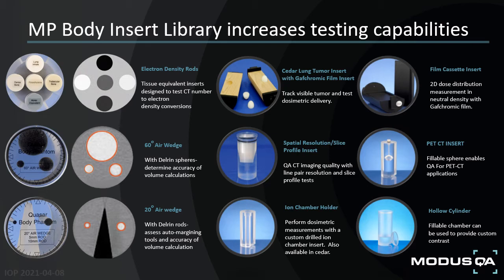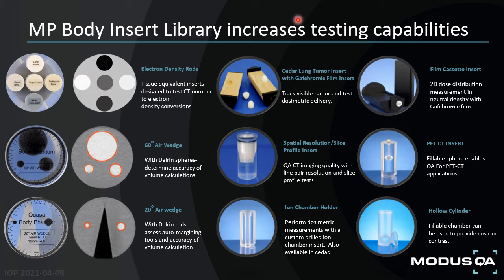So lastly, in terms of the non-dosimetric inserts, CT scanner image quality can also be assessed with the optional spatial resolution and slice profile insert. It's an acrylic cylindrical insert that contains an array of holes on the bottom that allow you to measure and quantify the line pair resolution. Additionally, it also contains an aluminum plate that's set at a 45-degree angle within it that will help measure a slice profile.